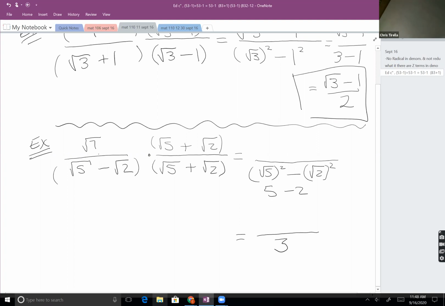Now in the numerator, wouldn't that be the square root of 35 and the square root of 14? Right, square root of 35 plus the square root of 14. And I don't think either of those can be simplified, pardon me. So I'm finished.